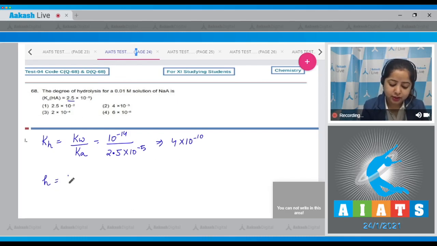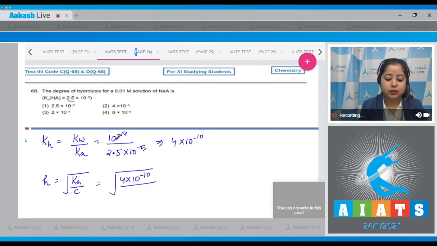Now let's calculate degree of hydrolysis. So degree of hydrolysis is equal to under root of Kh upon concentration, which is equal to under root of 4 into 10 raised to the power minus 10 upon concentration, which is 0.01. I have solved this question. This is equal to 2 into 10 raised to the power minus 4. That means the correct answer is option number 3.